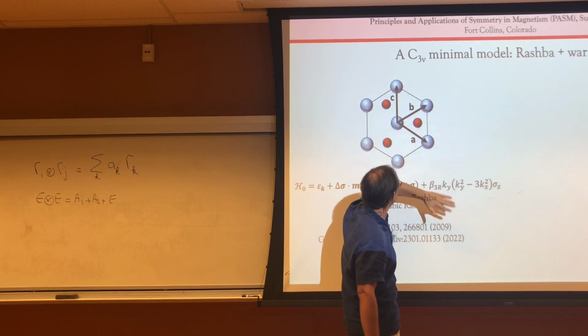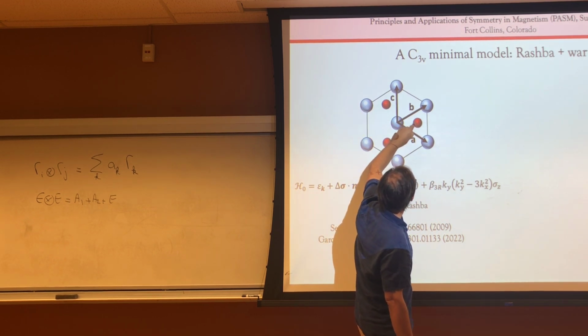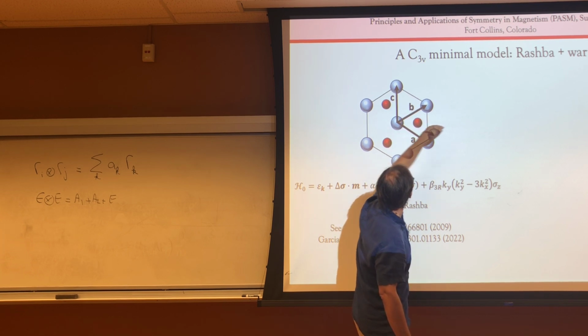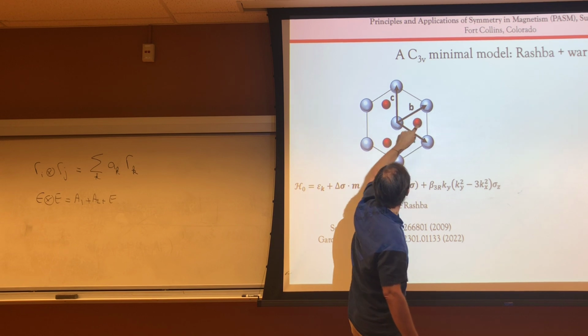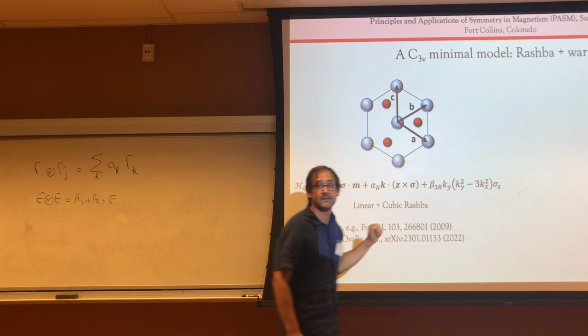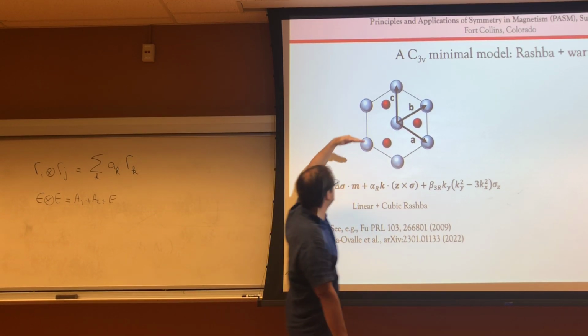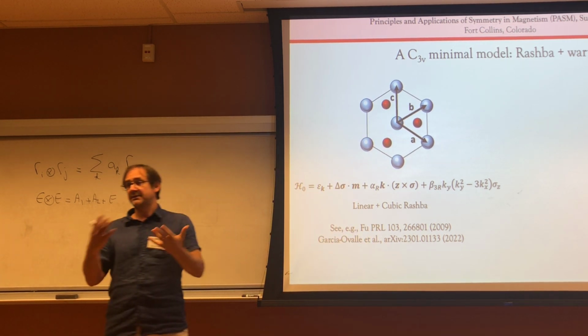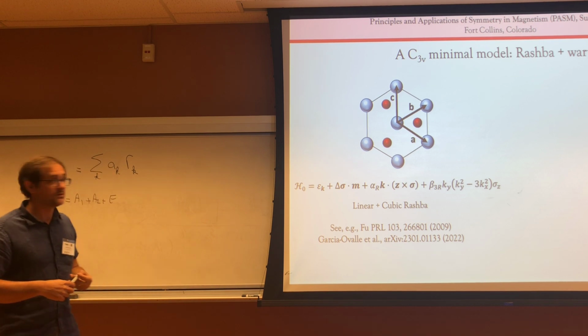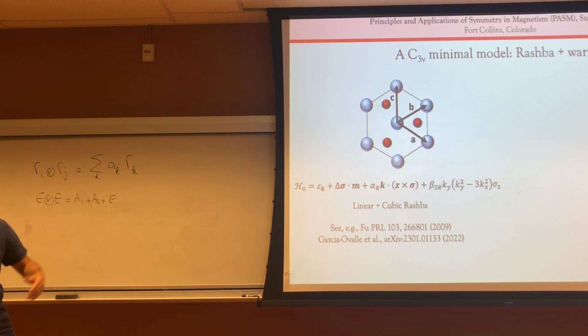That's Rashba, this is easy. But to get the C3V, you need a mirror symmetry and a three-fold rotation. So that's why I put those atoms here. That enforces the mirror symmetry and the three-fold rotation. So what we can do is look at the character table. This is not what we did because it was the early days of this work.